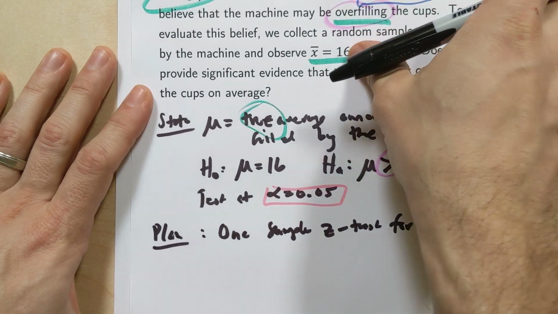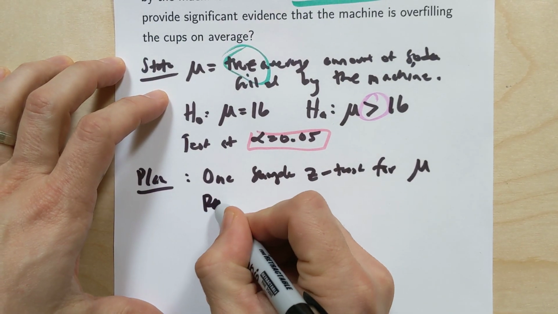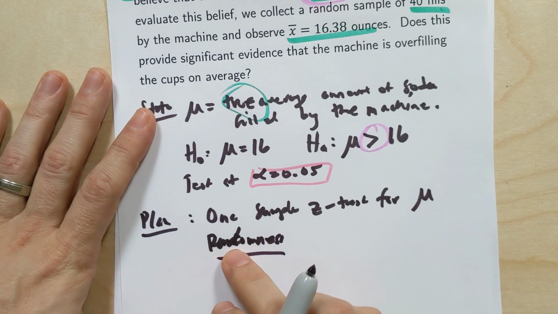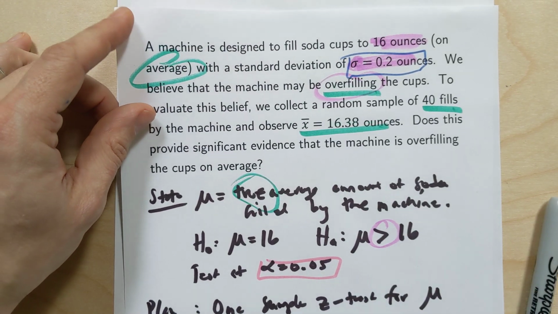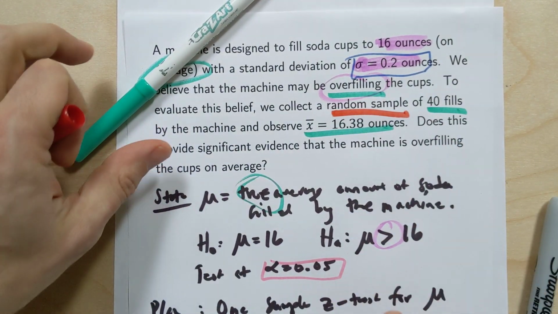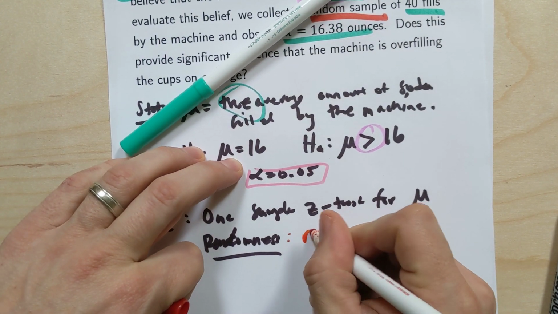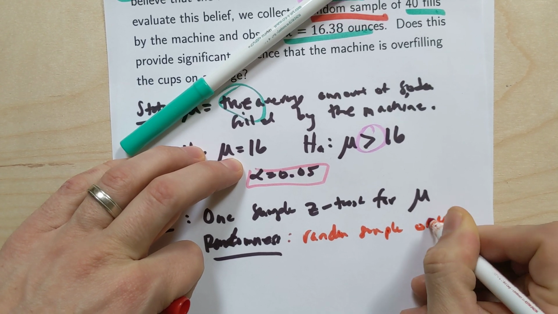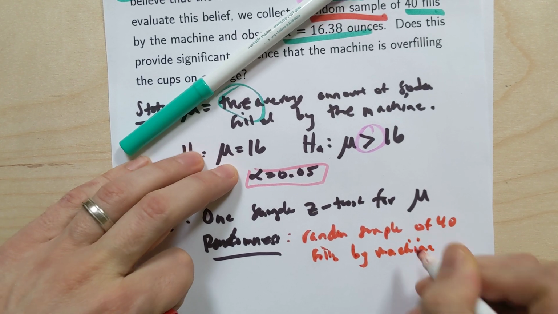Okay, one sample z-test for mu. So let's talk about the randomness condition first. Do we have randomness? The way I check for randomness is by looking for the word random. Sorry, my terrible handwriting. Do I see the word random somewhere here? Yes, I see that this is supposed to be considered a random sample of 40 fills. So I'll say randomness is satisfied because we have a random sample of 40 fills by the machine. So that gives us randomness there.